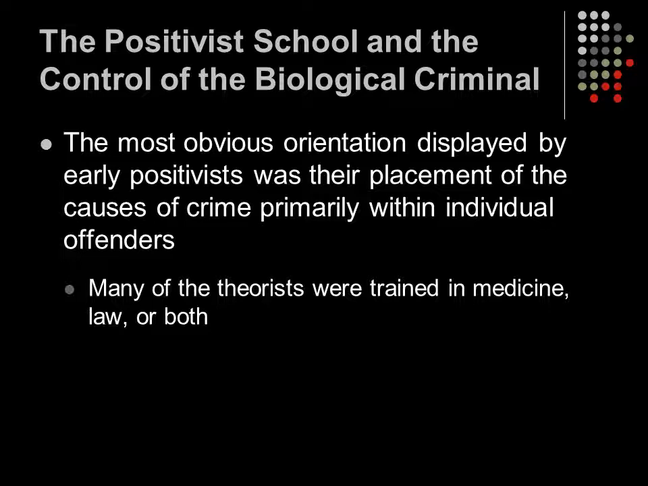Looking back at the positivist school, I mentioned earlier that the early positivists really relied on placing the causes of crime within individual offenders. They really didn't look much outside of that. You can see that in Lombroso's early work, where he was looking at physical and psychological characteristics of the offender, and in these other researchers who looked at intelligence, again placing the cause of crime within the offender. When they were doing this research, there really was no such thing as criminology back then. Most of these people were doctors or lawyers or both. They were scientists, but there was no science called criminology. They were just studying crime as it related to their training.